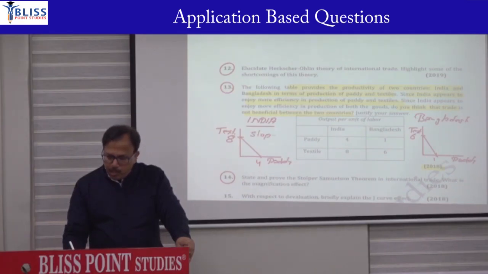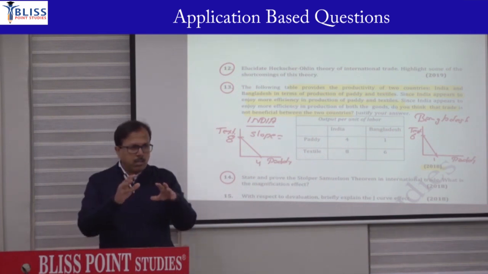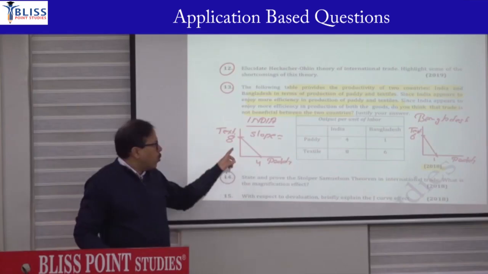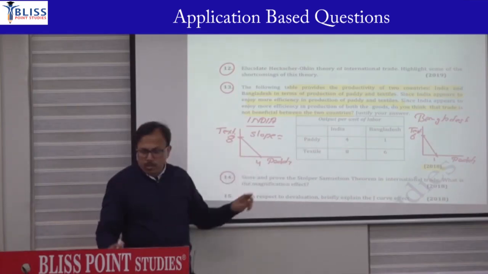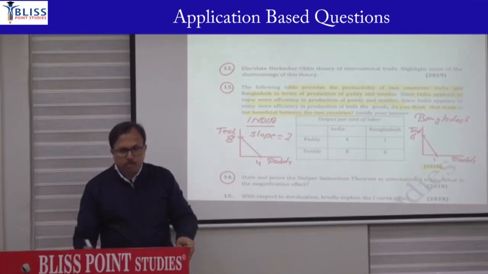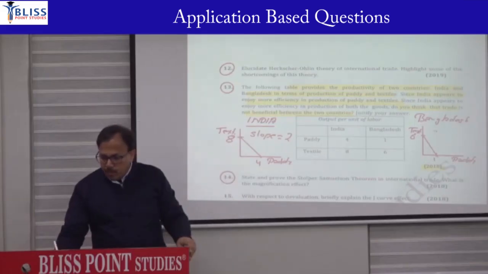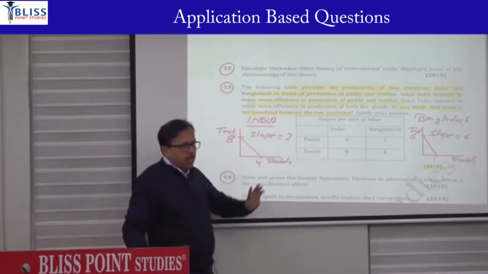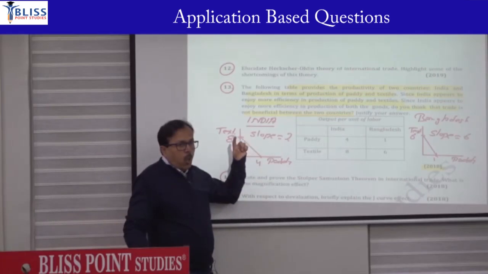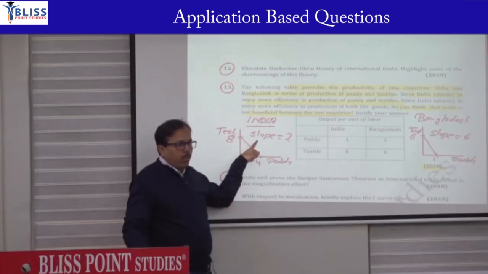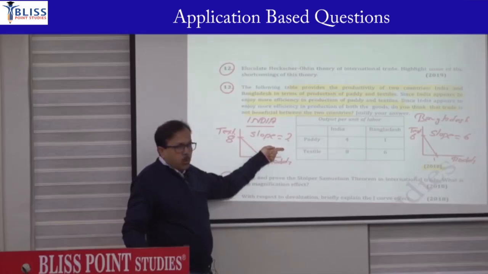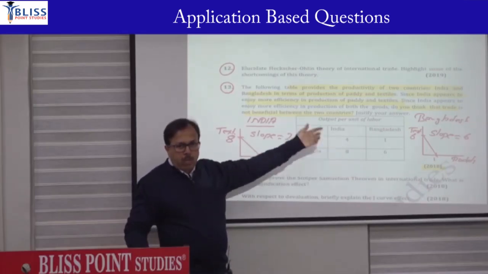What will you do while presenting there? First of all plot that, below that write down the slope. So what is the slope here? Slope is 8/4, slope is 2, and what does slope measure? Opportunity cost of paddy in India. And here what is the slope, 6, opportunity cost of paddy in Bangladesh. So obviously India has comparative cost advantage in producing paddy, and if you take the inverse, that inverse will measure the opportunity cost of textile. So here it will become 1/2 and that number becomes 1/6, so that 1/6 will become less.